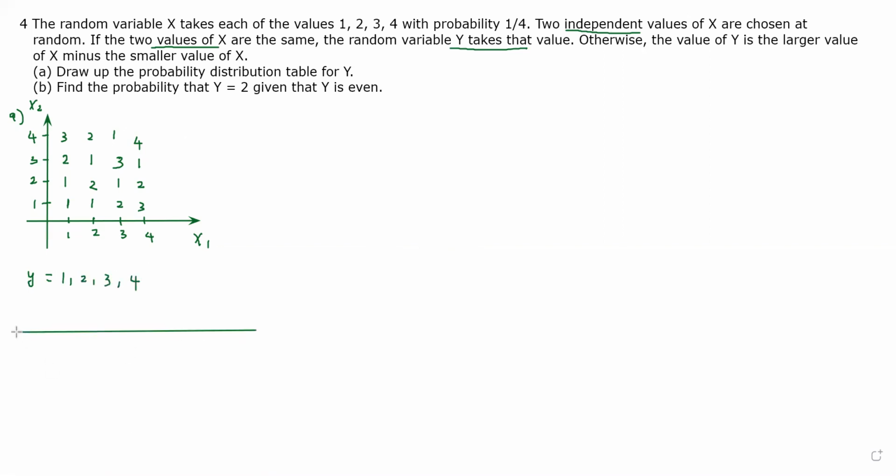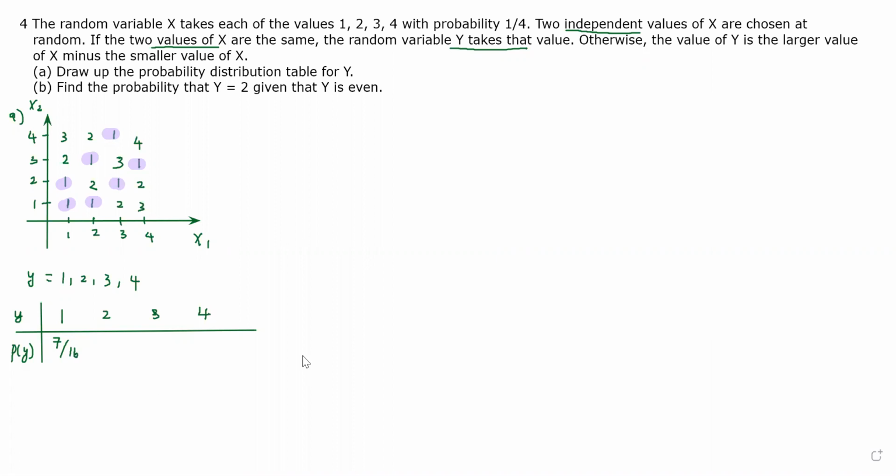And now we can construct the probability distribution table for y. So we have y and the probability of y. Then you have 1, 2, 3, and 4 as the outcomes. Now let's look at the number of ones that we have. So we see that 1, 2, 3, 4, 5, 6, and 7. There are 7 ones. Then we have 7 out of 16 for the probability of 1.